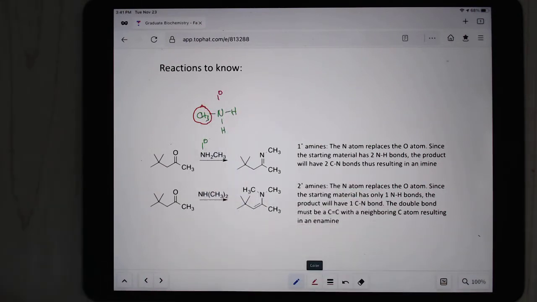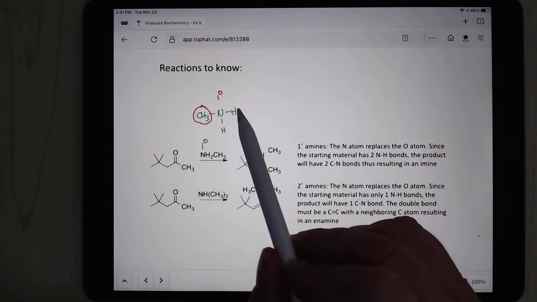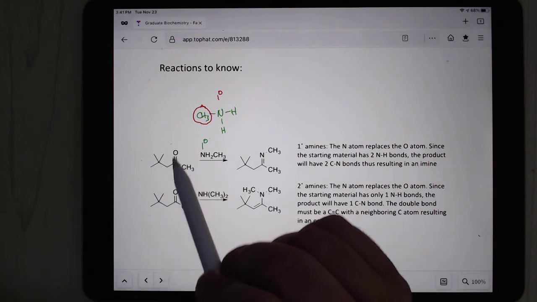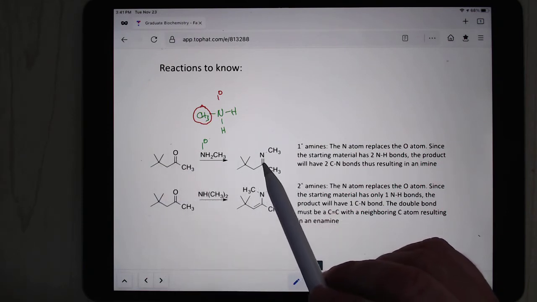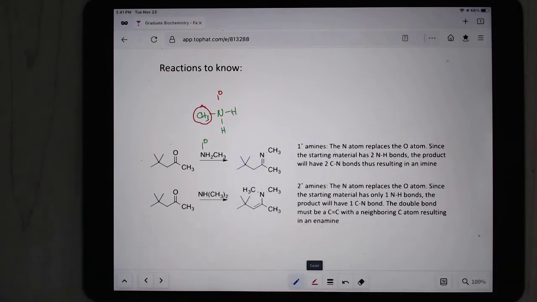So that means when these react, this nitrogen is going to replace that oxygen. But since it's having to sacrifice two hydrogens, that means those get replaced with carbon-nitrogen bonds. Okay, and so the oxygen and these two hydrogens form a water which squirts out.